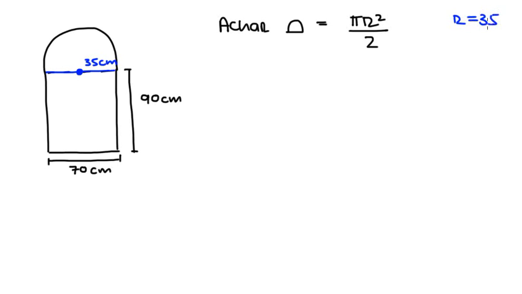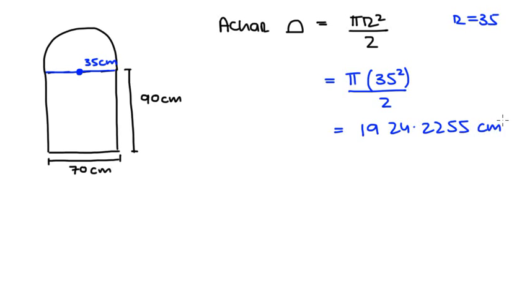So now we know our radius is 35. Once we have the radius, we can find the area of the circle. So we just fill it in. So we have pi multiplied by 35 squared, and that's divided by 2. So using our calculator, this is going to give us 1924.2255, and this is centimeters squared.